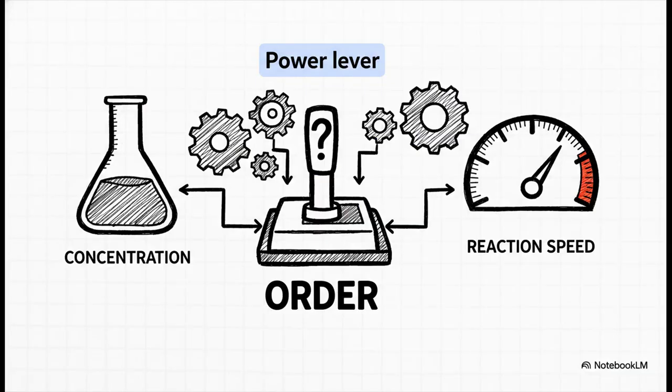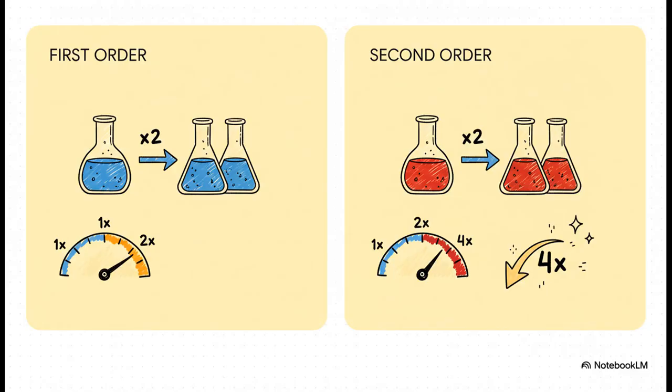The best way to think about a reactant's order is to see it as its power lever. It tells you exactly how sensitive the reaction speed is to a change in that one ingredient's concentration. So it's not about how much of it there is, but about how much that amount matters. And this slide shows that difference perfectly. If a reactant is first order, like you see on the left, you double the concentration, you double the speed. It's a straight one-to-one relationship. But if it's second order, doubling the concentration doesn't just double the rate, it quadruples it. That's a huge difference, all from that one tiny little number.